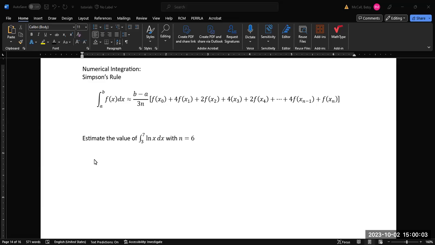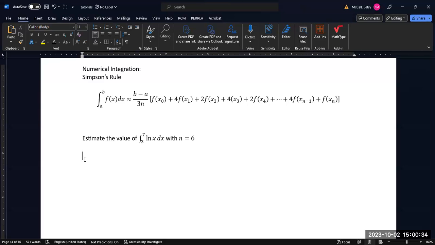Now, one thing about Simpson's rule that is different than the trapezoidal rule is that in the trapezoidal rule, you can use any integer value of n, any counting number. So it can be odd or it can be even. In Simpson's rule, n has to be even or the formula is not going to work. So that is one limitation on this. But Simpson's rule is more accurate than the trapezoidal rule.